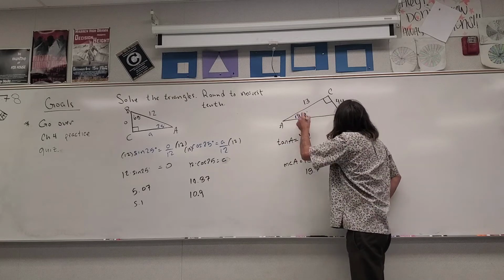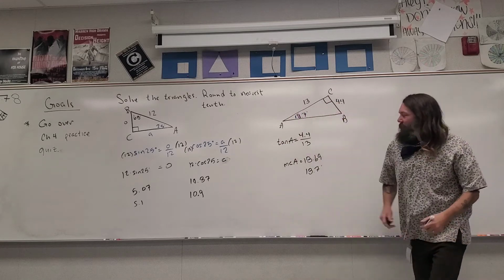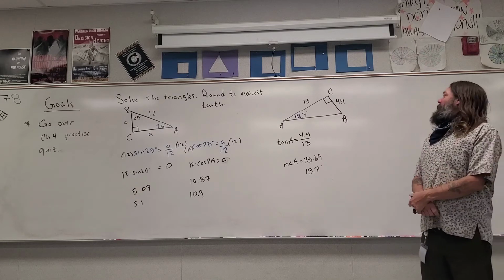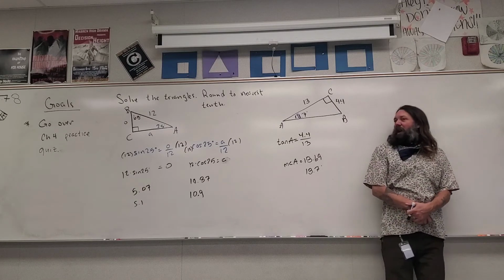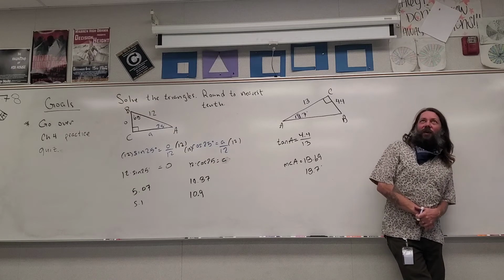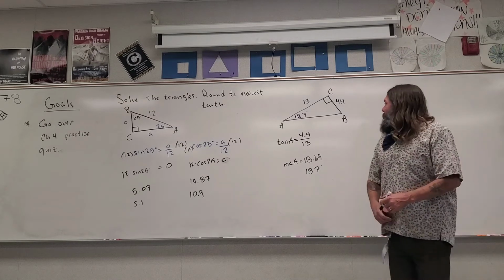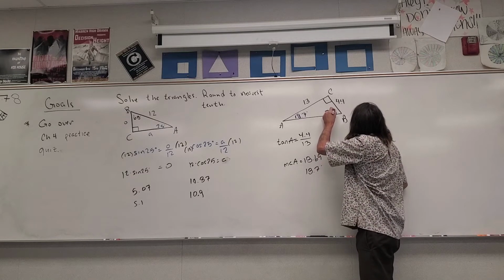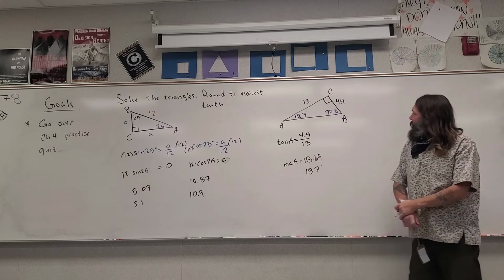Now that I have this angle, I can add that to 90 degrees and I get 108.7 degrees out of 180. So 108.7 means I need 2.3 to get to 110. That means that this other angle is 72.3 degrees. And so now I've found my two angles.